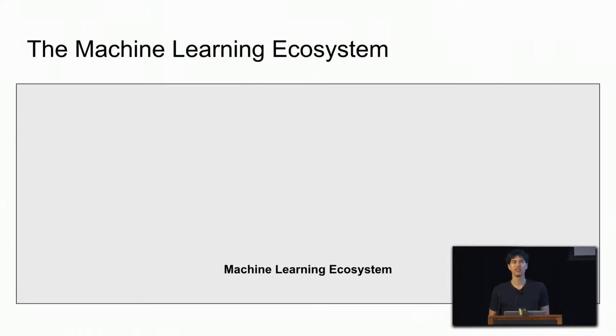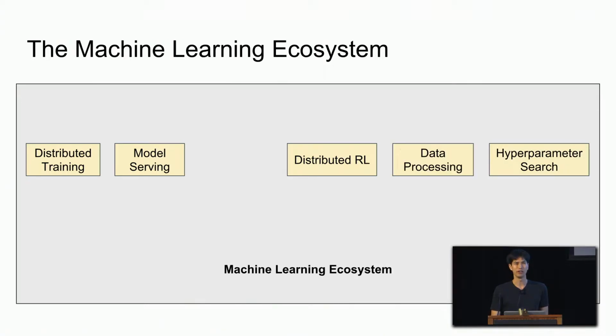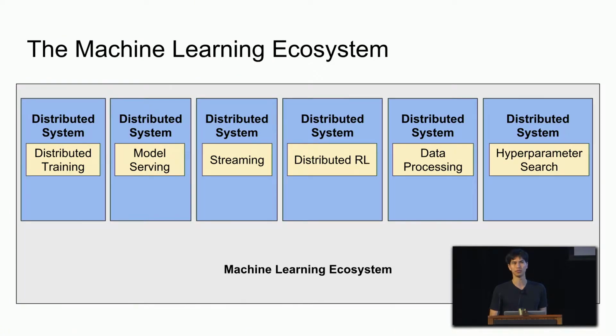Here's a depiction of the machine learning ecosystem today. We have a bunch of important computational patterns that appear. We often think about distributed training and reinforcement learning and training workloads like that in particular. But of course, training is one part of a broader ecosystem that also includes things like model serving, hyperparameter search, and various forms of data ingest and processing. And today, each of these components of the machine learning ecosystem is implemented as a standalone distributed system.